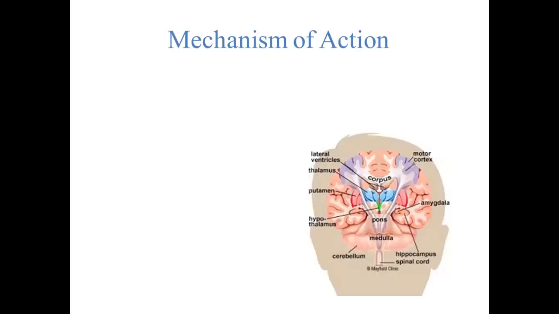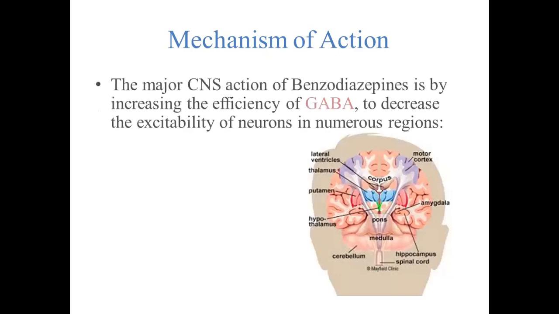So what is the mechanism of action of benzodiazepine? What does it do? We can just remember the word in red font, which you can see in this paragraph, which is GABA. GABA is the major inhibitory neurotransmitter in our central nervous system, and this is where the benzodiazepines are going to work.